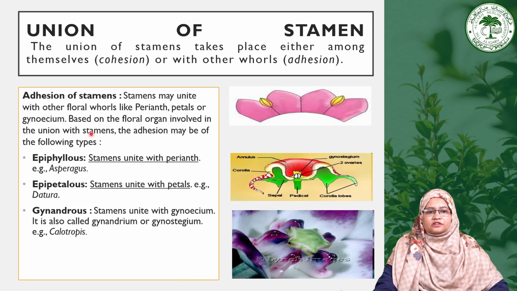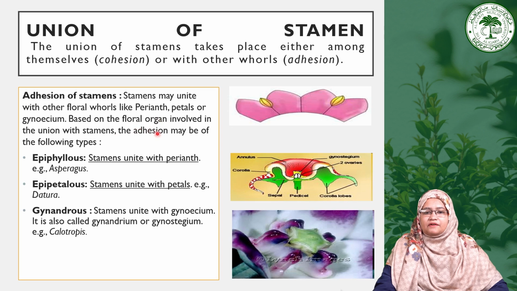And if we see the adhesion of stamens, the stamen may unite with other floral parts like the perianth, petals or gynoecium, depending upon which there are different types. Like in case of epiphyllous, stamens unite with the perianth, as in asparagus, and in case of epipetalous, the stamens unite with the petals. So you can see here, these are the stamens which are associated with the petals. These are called epipetalous. And the third condition is gynandrous, in which stamens unite with the gynoecium.